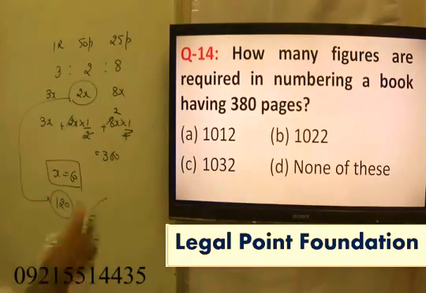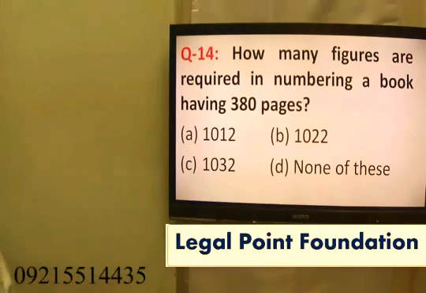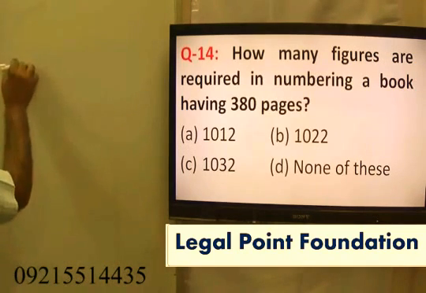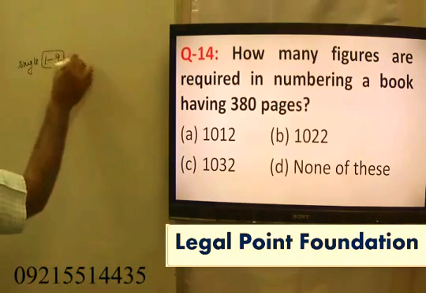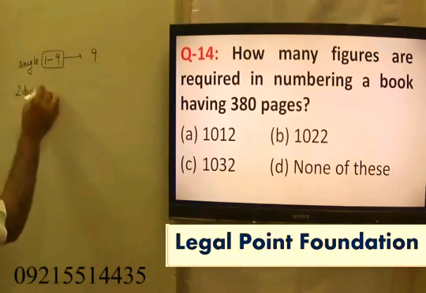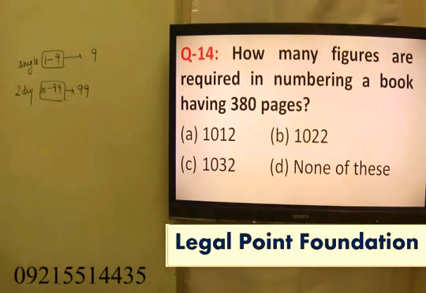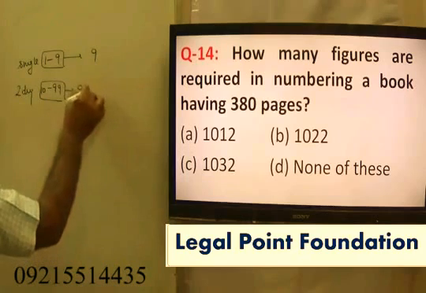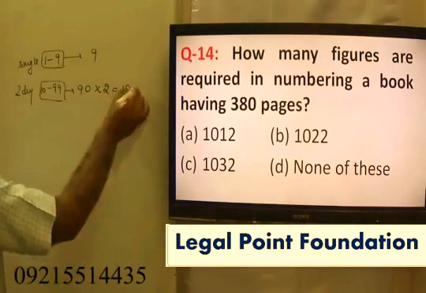Next we have question number 14 here. A general question for counting of pages. How many figures are required for numbering a book having 380 pages, right? We first convert into single digit pages. Single digit pages 1 to 9. How many digits are needed? 9. Second, 2 digit pages that start from 10 to 99, right? How many page numbers are there? 90. Here total pages are 90, and in one page how many digits are required? 2. Make it 180.